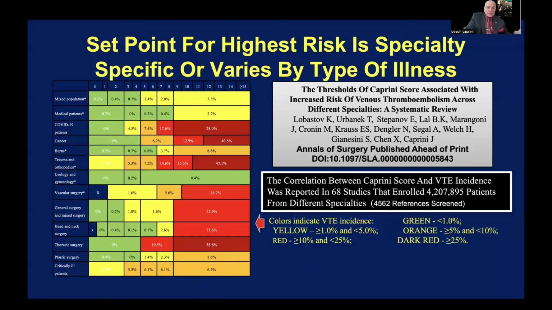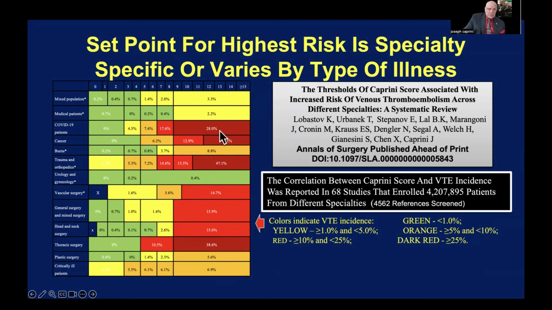Green is a low incidence of VTE, and it goes all the way up to dark red, which is over 25%. And you can see a vast difference. Here are scores above 8. Here's the line of 8. And 8 represents the usual cutoff: above 8 is the highest risk, but it varies somewhat.